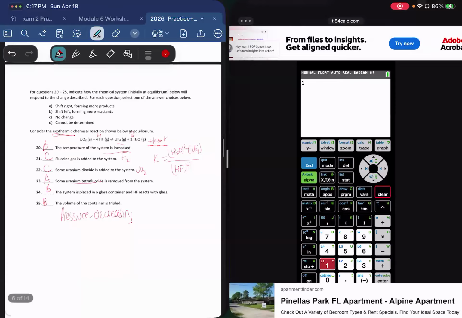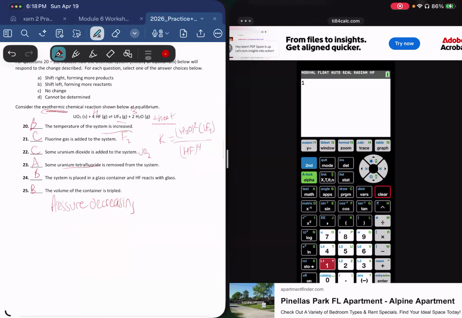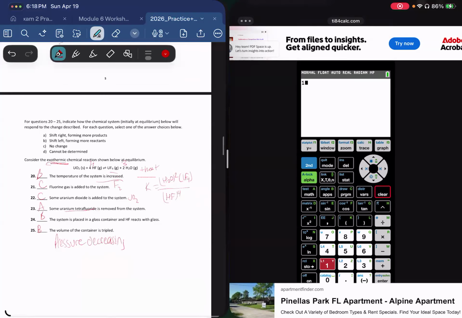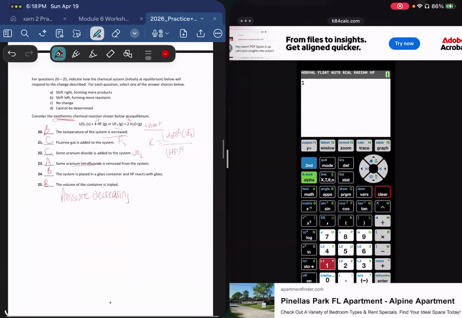Are there any questions regarding Le Chatelier's principle? You're definitely going to have a question like this on your exam, so make sure you know how to do it. You should be pros at this, so make sure you do well with this. Please let me know if you have questions.